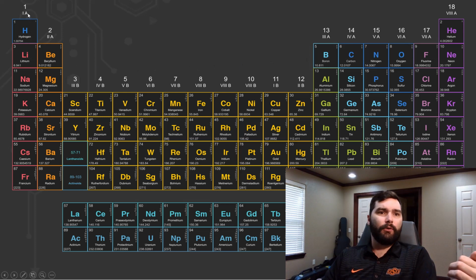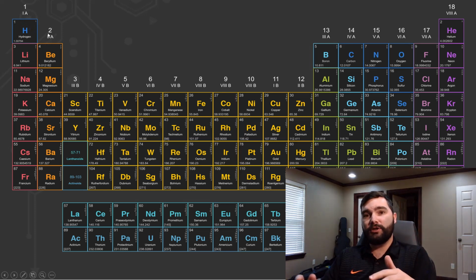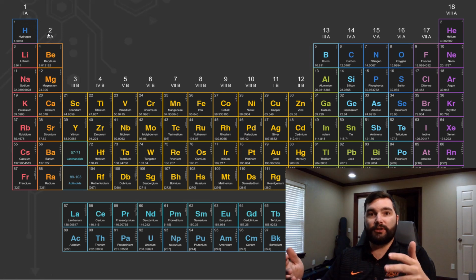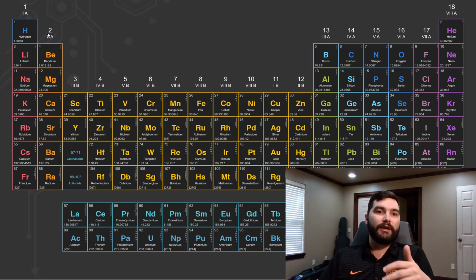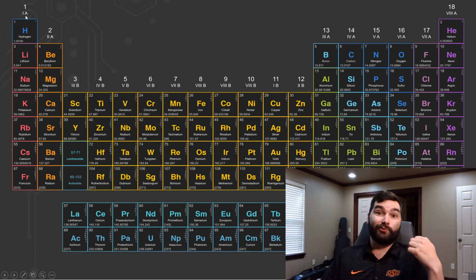It's pretty simple here because all you have to look at is the group number that it's in. Assuming you don't have an ion, so assuming you don't have a positive or negative charge, then the number of valence electrons is going to be equal to this group number. So hydrogen, everything underneath it, is group 1A. It has 1 valence electron. Nitrogen, everything underneath it, is group 5A. Those elements have 5 valence electrons.